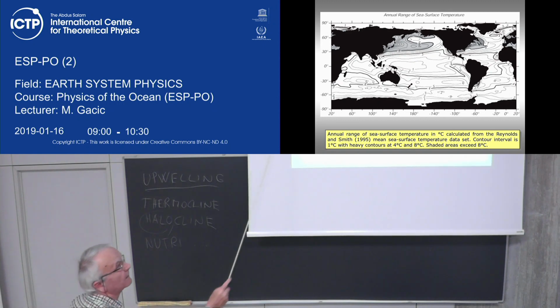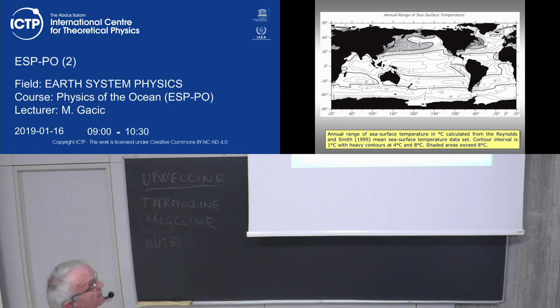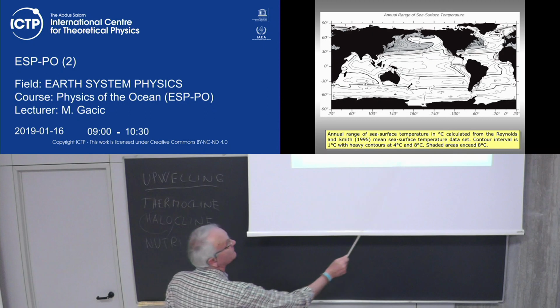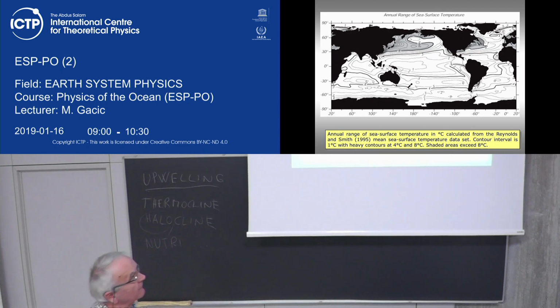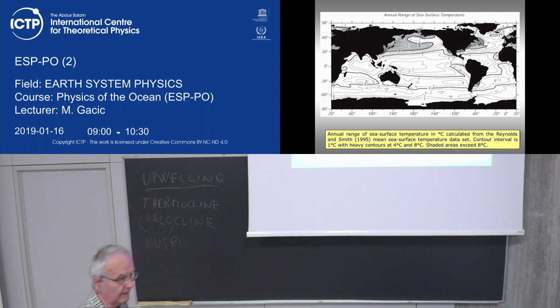Around the equator, the annual range is the smallest. It's smallest because all over the year the solar heating is more or less constant. And you see that generally in the mid-latitude areas the annual range is larger than in either polar or equatorial areas.